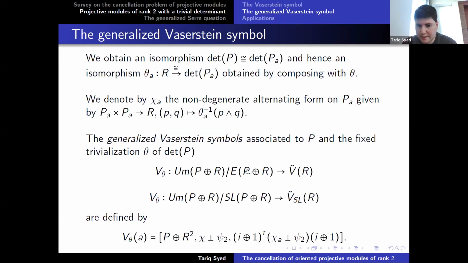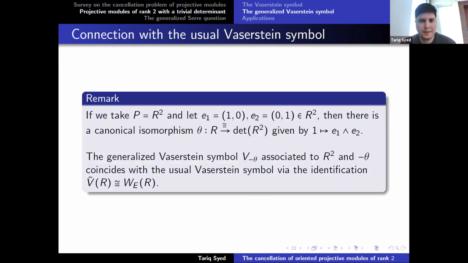So this was the generalization of elementary matrices, and SL_P plus R, which is the generalization of matrices of determinant 1. So one has to check that all this is compatible, but this is not too hard, and one gets well-defined generalized Vaserstein symbols with this assignment. And yeah, this is the definition. And now I would like to discuss applications.